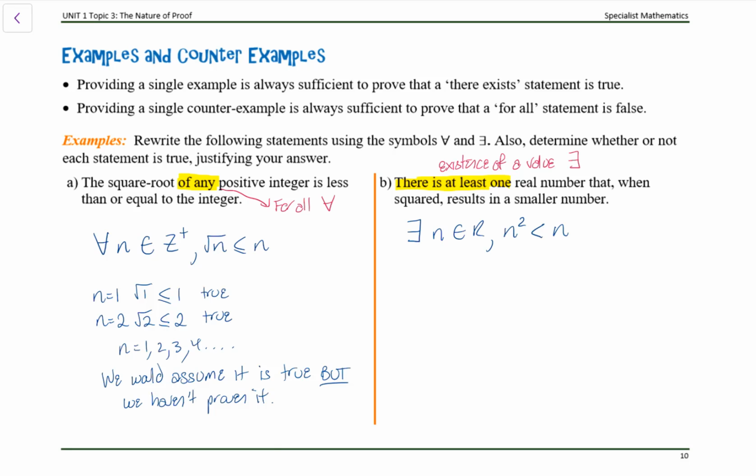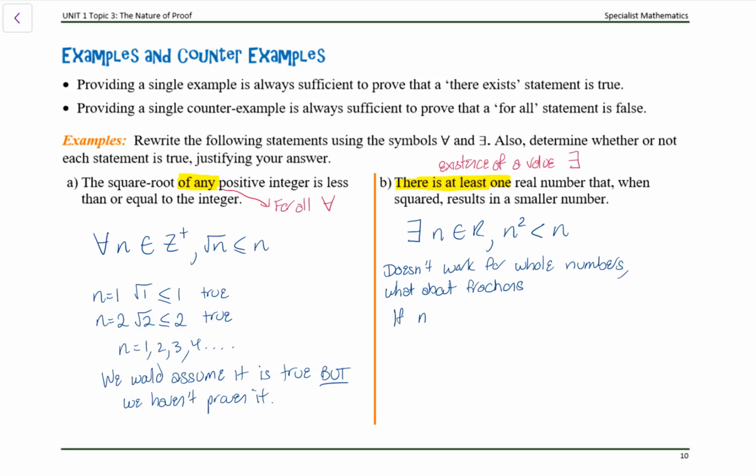Now we know that's not going to work for whole numbers because, say, 2 squared is 4, and 4 is greater than 2. So it doesn't work for whole numbers. So let's look at fractions. What about fractions? Now note, it's the existence. There exists. We only need to find one example that works.